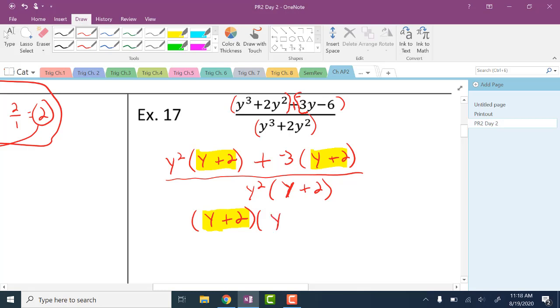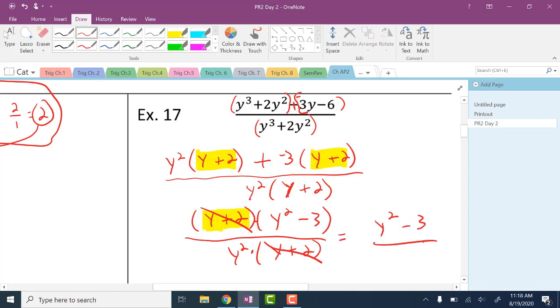And then what you're left with is y squared minus 3. And then on the bottom you have y squared and that y plus 2. Now you have three multiplied factors that can be canceled now. And then you're left with the final answer. Don't go this far and make yet another 6 over 5 equals 2 error. Wrong. Okay, that is the final answer.